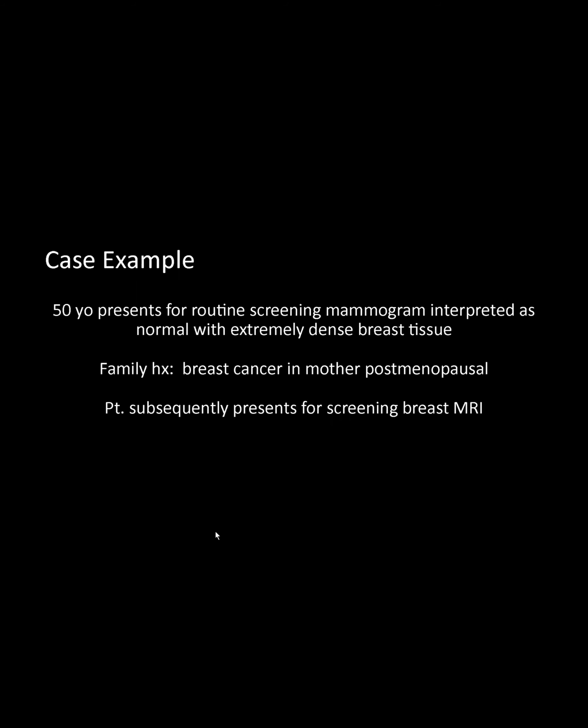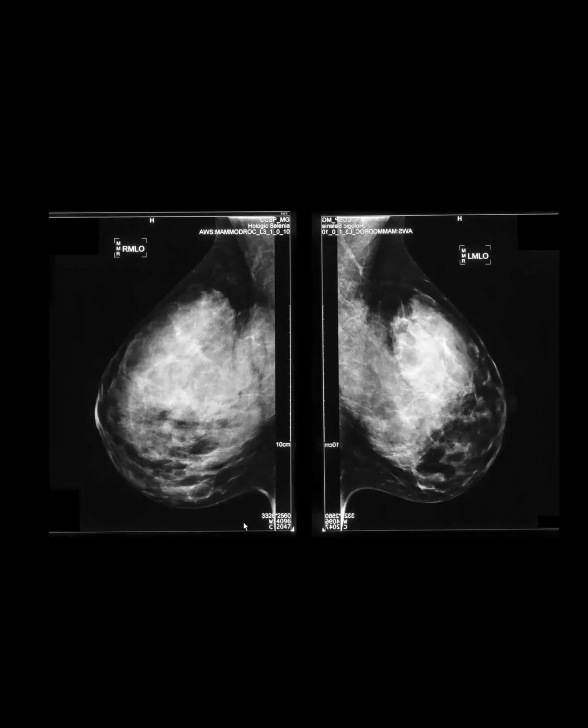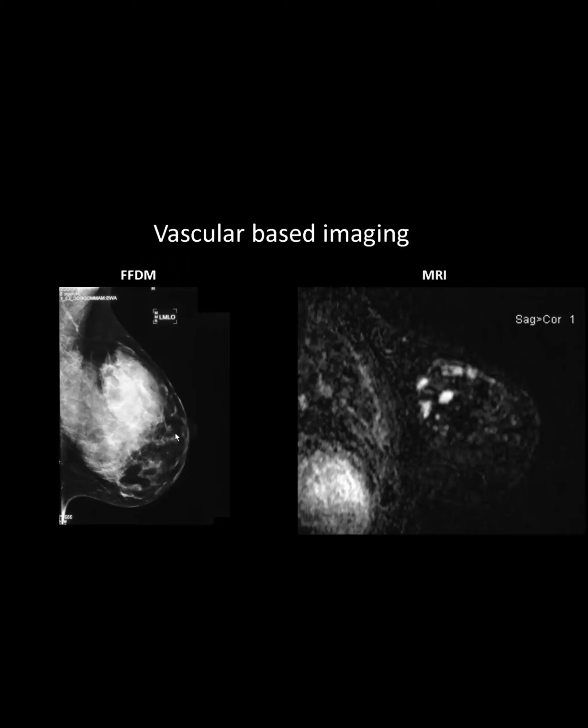So here's another example. A 50-year-old presents for routine screening mammogram. She has extremely dense breast tissue. She has some family history in a mother who was postmenopausal, and she requested to her referring physician that she wanted a screening breast MRI. Here is her mammogram: right breast, left breast, white, very dense breast tissue.